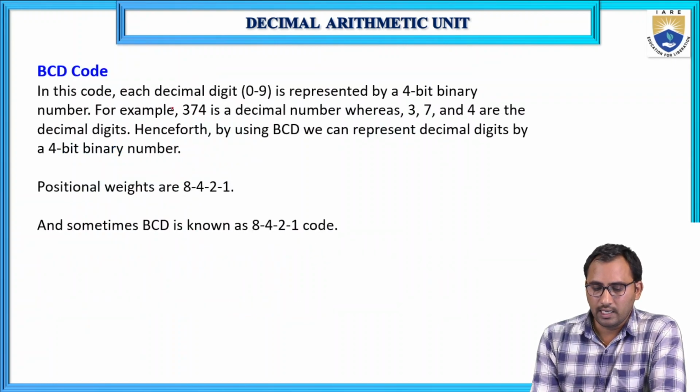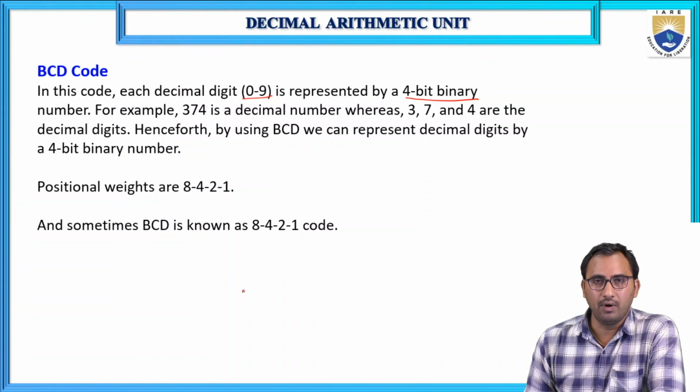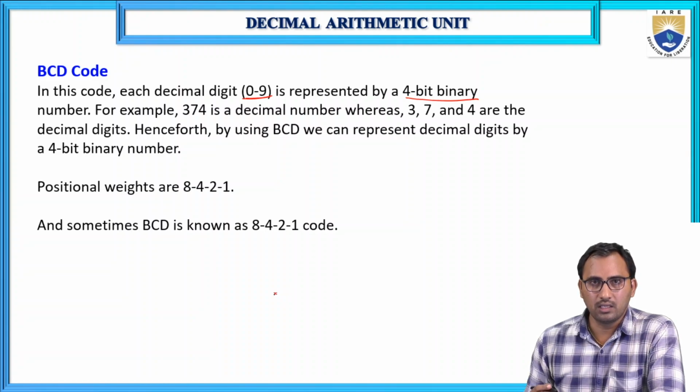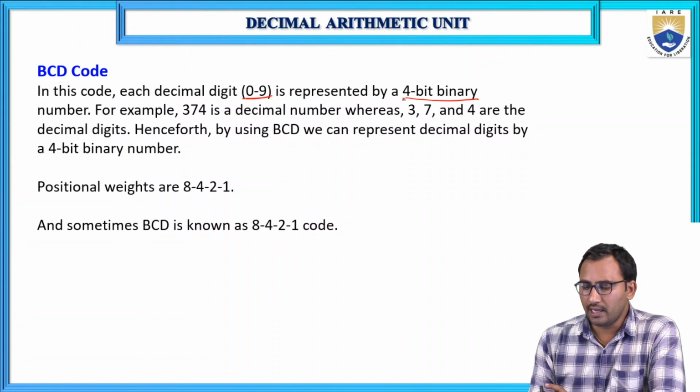So in this code, each BCD decimal digit, so 0 to 9, is represented by a 4-bit binary number. In general, 0 to 9 are the digits we are considering. Every decimal number is represented by a 4-bit binary number. Suppose you have a 0. This is a decimal number, and this decimal 0 is represented with a 4-bit binary number.